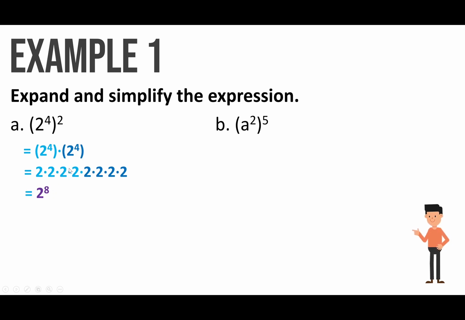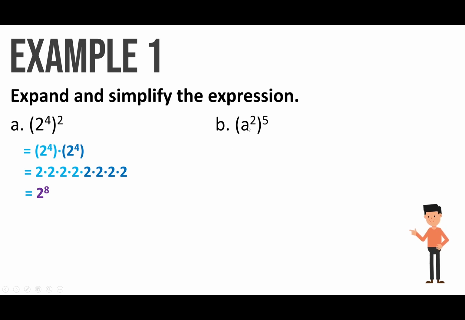Oh, Mr. Chen, couldn't you have done the shortcut? Yeah, absolutely. You could have just kind of distributed this 2 to the 4. So 2 times 4 gives you this 8, 2 to the 8th power. You don't really need to expand it out. I just had you guys expand it out so you understand the concept. Take a look at letter B.